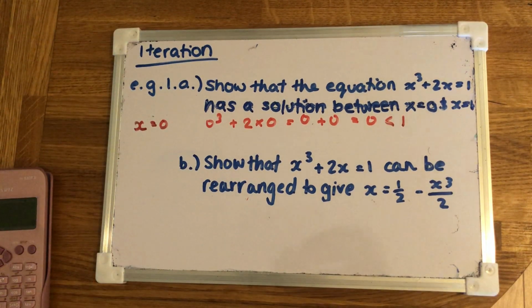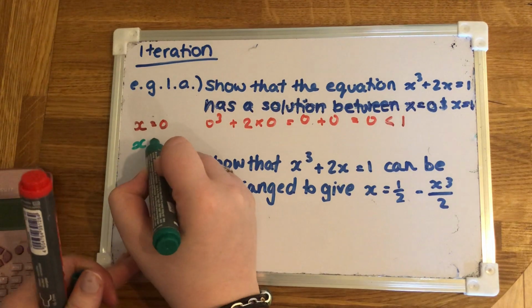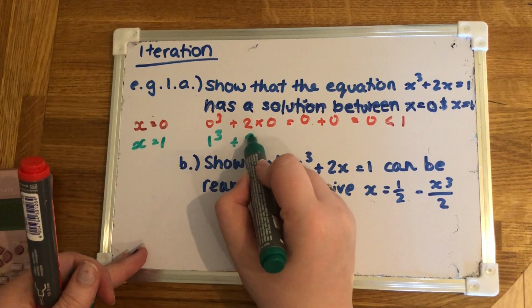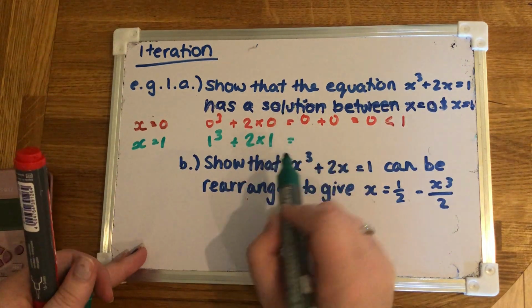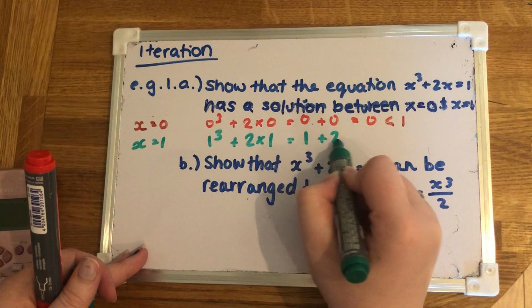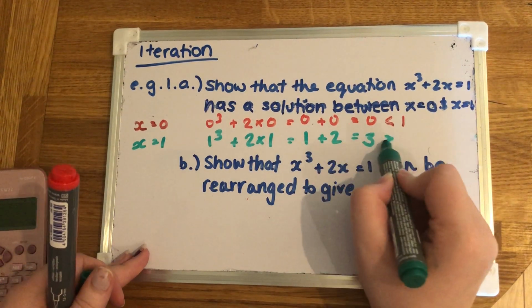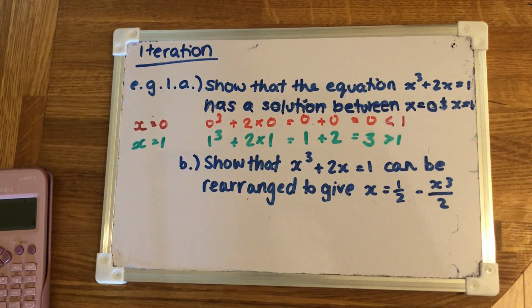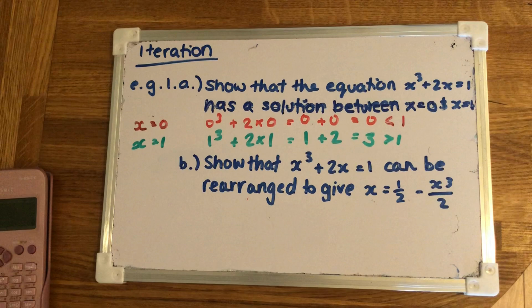And then we do it all over again, except this time we're going to put 1 in there. So 1 cubed, add 2 multiplied by 1. 1 cubed is just 1, and then 2 times 1 is 2. Add those together, which is 3, and that is bigger than 1. Okay, so because you've got 1 less than 1 and 1 bigger than 1, it means that their answer, the x, must be between 0 and 1.